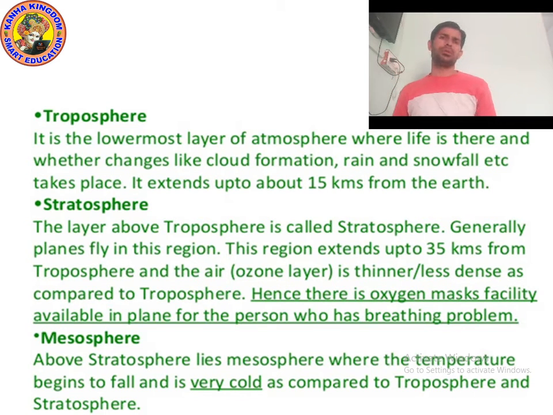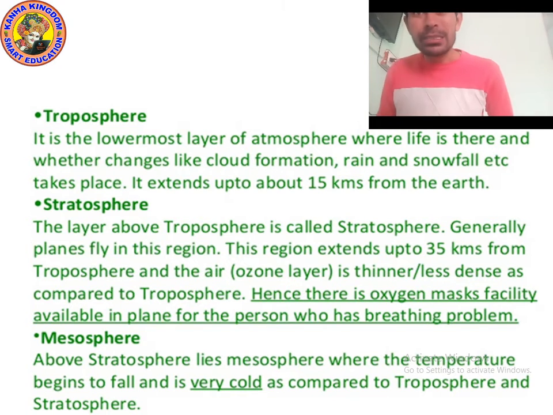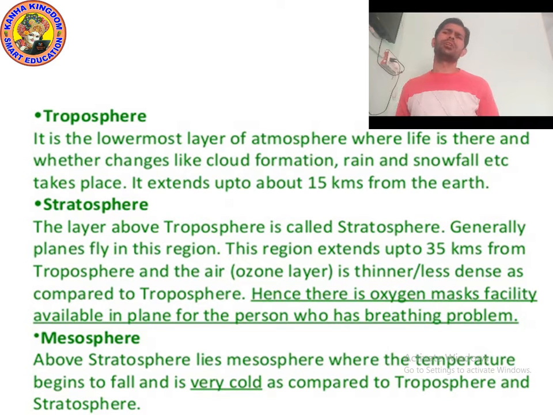Now let's talk about the stratosphere. The stratosphere is the layer just above the troposphere. Yes, the layer which is just above the troposphere is known as the stratosphere. Aeroplanes fly in this area, in the stratosphere. The length of the stratosphere in kilometers is 35 kilometers. Yes, it extends up to 35 kilometers.